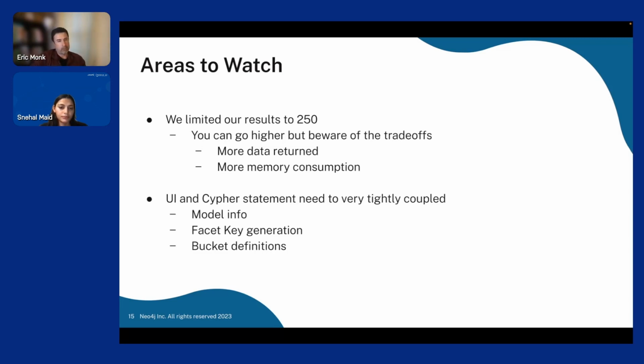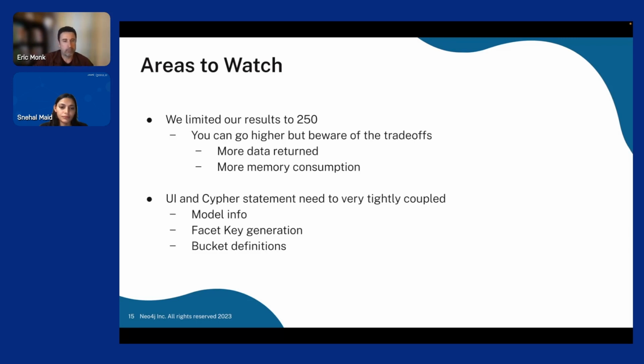From an implementation perspective as well, you'll see that the UI and the Cypher are very tightly coupled, especially in regards to bucket definitions. We defined the bucket definitions in the UI, and we had to mirror the exact same bucket definitions in the Cypher statement so the counts could be done properly, and also so the keys could be correlated between the UI and the facets. You also saw that we put the model info inside the Cypher statement, and this is to help us auto-generate the smaller Cypher, right? The Cypher that gets generated based on the user selections, we put the model inside the Cypher statement so that it could be dynamically generated. So those are things to be aware of if you do this on your own.